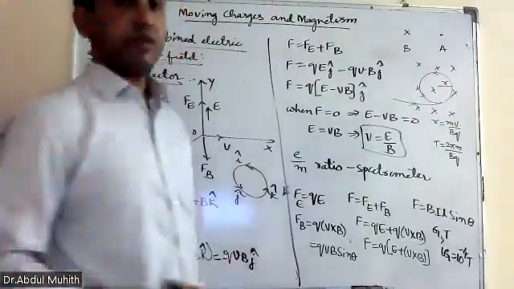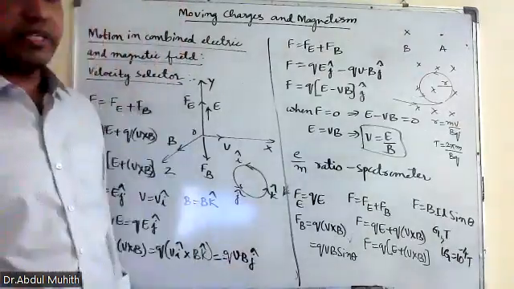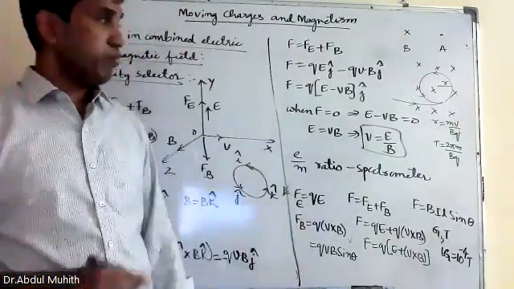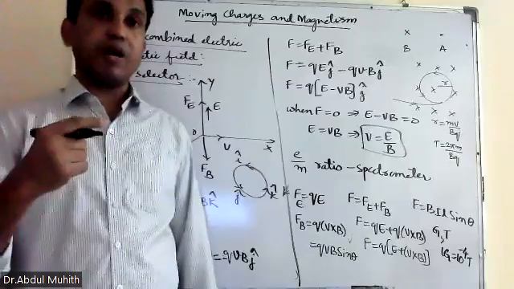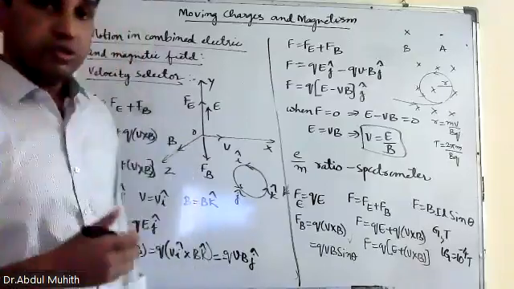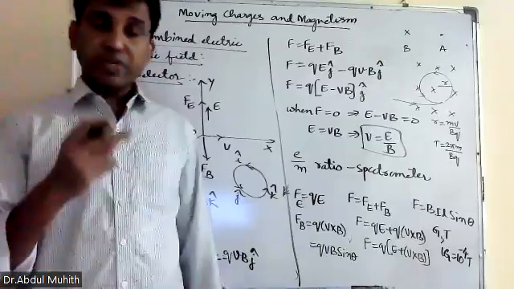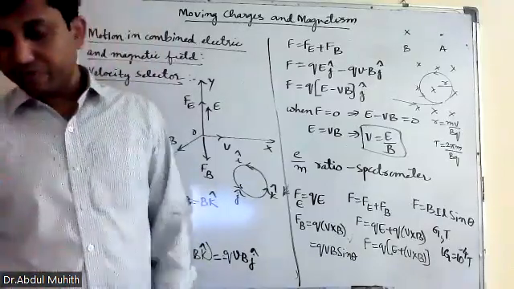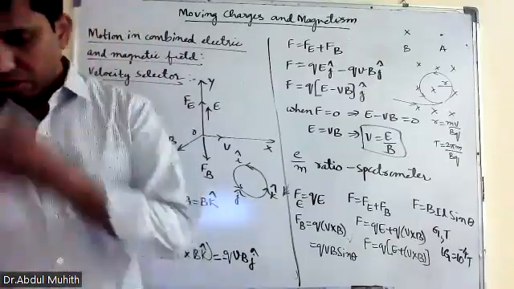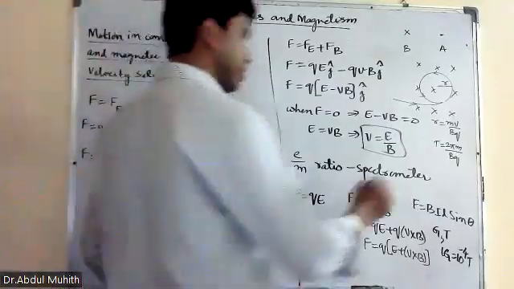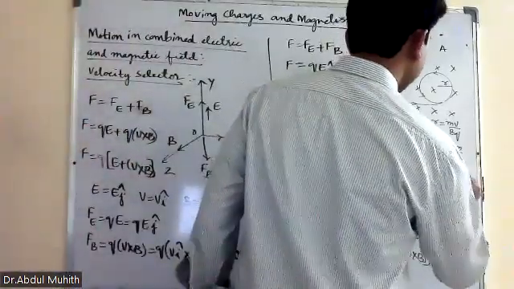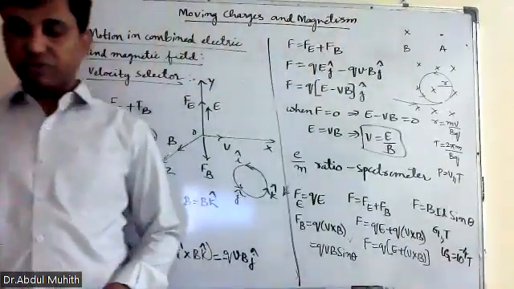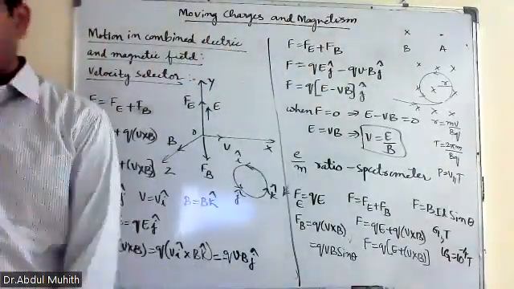Now suppose the charge is not released at 90 degrees, it is released somewhere at an angle theta. Then what happens? The charge will go in a spiral or helical path. Only in a helical path can we calculate the pitch. Pitch P is equal to v parallel into capital T, where v parallel is the parallel component of the velocity and T is the time period. Is that clear?